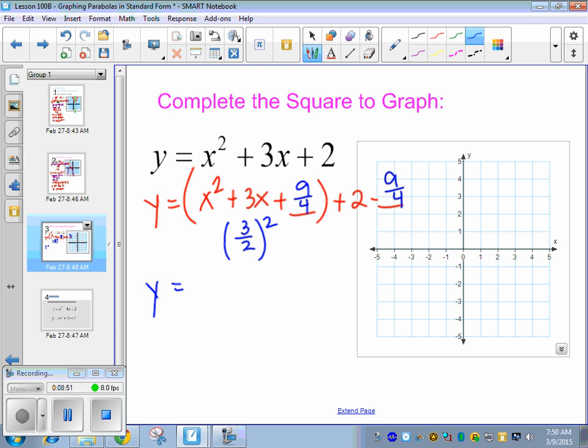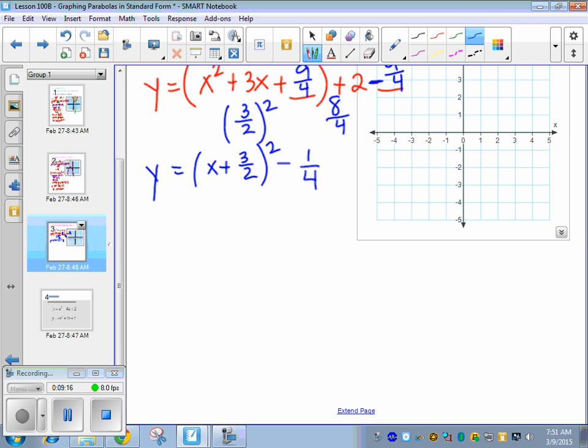Okay, and then we have the half, goes in parentheses here. We completed the square. We do have to get a common denominator, so we need to make 2 out of 4. So if I make this out of 4, this becomes 8/4 for the 2, and then minus 9/4. So that's negative 1/4. And now we go through all of our lovely stuff again.